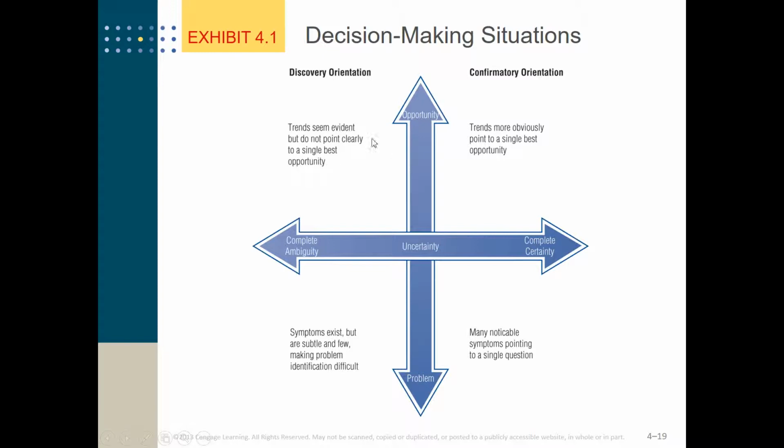If we are here, we have opportunity, but we are in complete ambiguity. It means that we have different opportunities. However, we do not know how to find out the single best opportunity. And here, this is the worst situation. We have problems, but we are in complete ambiguity. It means that we have different symptoms, but the symptoms are scattered and the symptoms are not indicating any particular problem.